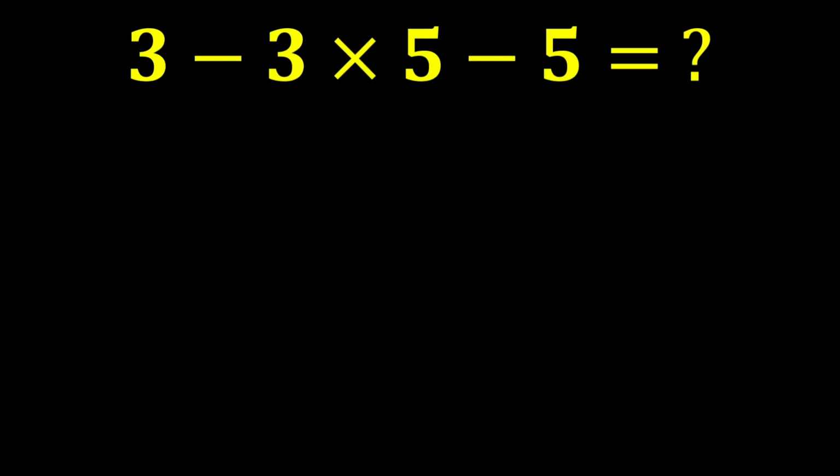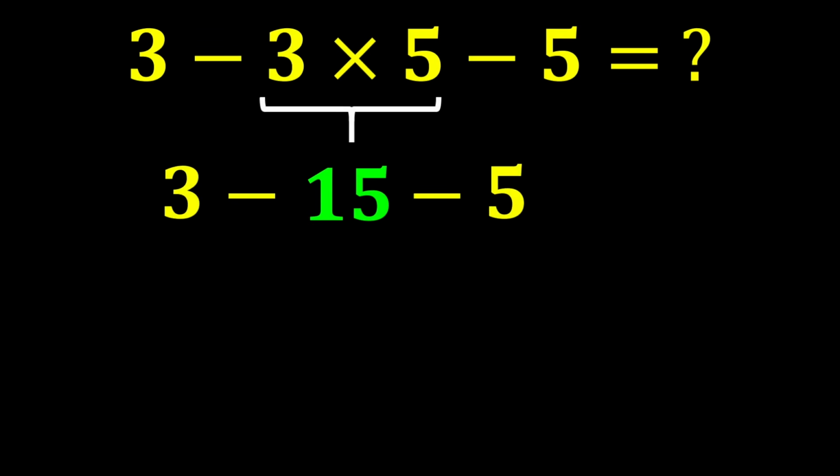3 minus 3 times 5 minus 5. According to PEMDAS, multiplication has a higher priority than subtraction, so we first calculate 3 times 5, which becomes 15, and the expression turns into 3 minus 15 minus 5.